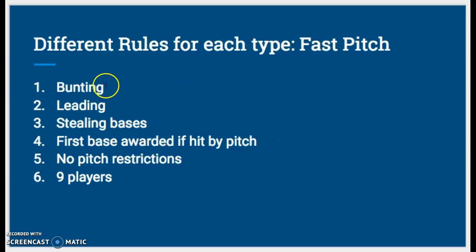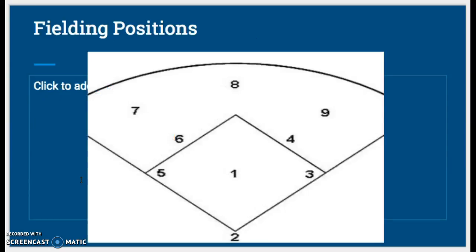Now, in fast pitch, you are allowed to bunt, you are allowed to lead, and you are allowed to steal bases. First base is also awarded if you are hit by the pitch. There are no pitch restrictions, so there's no difference in the arc. It could be flat, it can be high, but if it is too high, then it will become a ball. In this game, it only has 9 players, unlike slow pitch where you can actually play with 10.